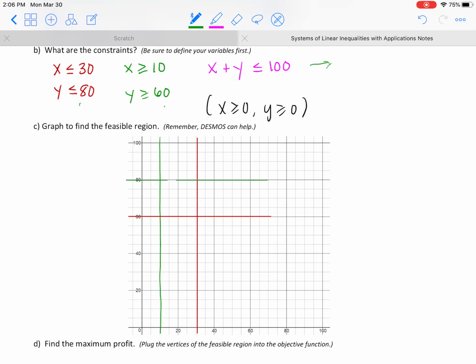But I have one more constraint. X's and y's together have to be less than or equal to 100. So if I was to make a table on this, let me do this in the same color, and find the intercepts on this pink one: if I put a 0 for x, then y has to be 100. If I put a 0 for y, then x has to be 100. So I know that this last one's going to cross at 100 and 100. This should cut right through that. Let's see if I can get this.